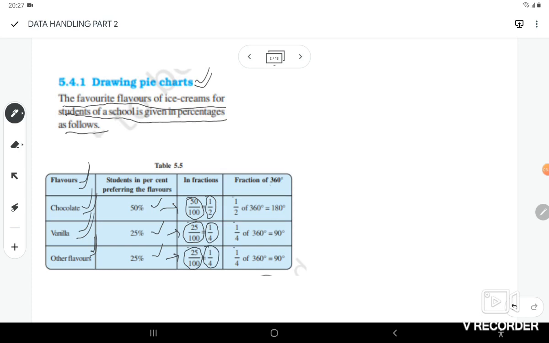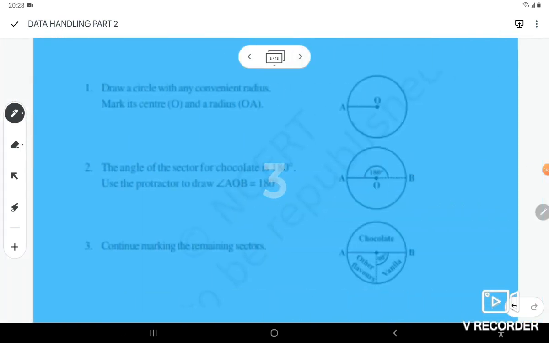Now from the fraction we are going to find the central angle. We do it by multiplying the fraction by the total angle of a circle, which is 360 degrees. So 1 by 2 of 360 degrees gives us 180 degrees. Similarly, for vanilla, it's 1 by 4 of 360 degrees, which gives us 90 degrees. And similarly for other flavors, it's 1 by 4 of 360 degrees, which again gives us 90 degrees.